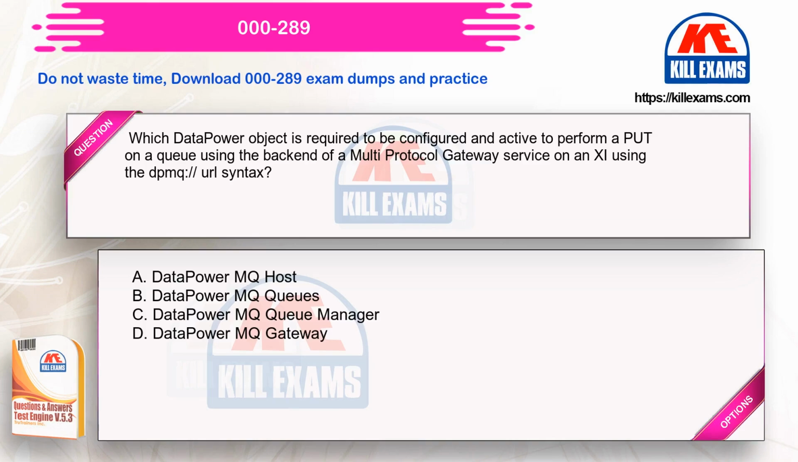Which DataPower object is required to be configured and active to perform a put on a queue using the backend of a multi-protocol gateway service on an XI52 using the dpmq://URL syntax?